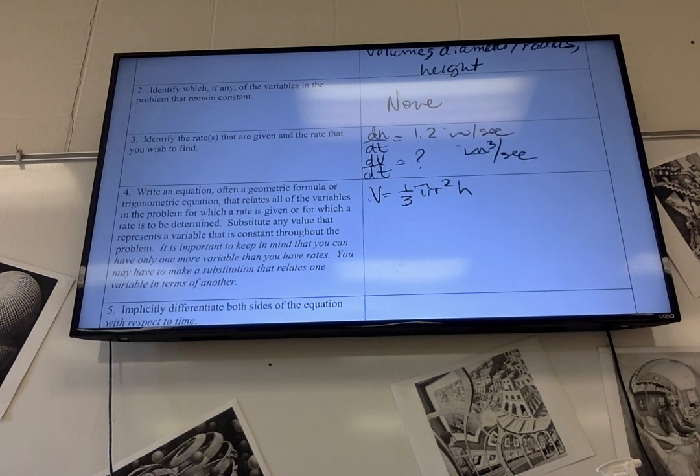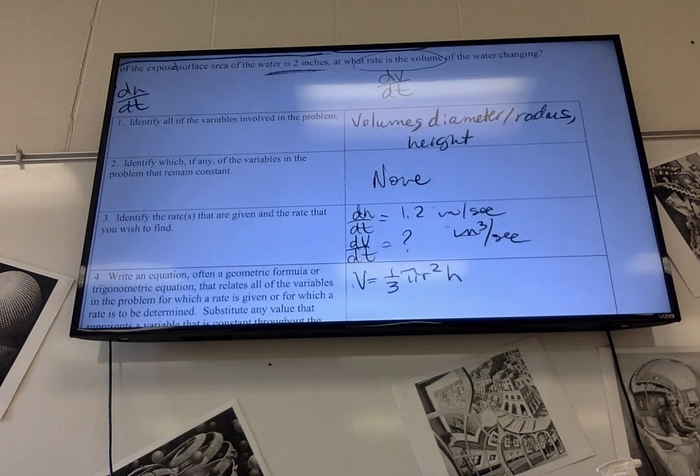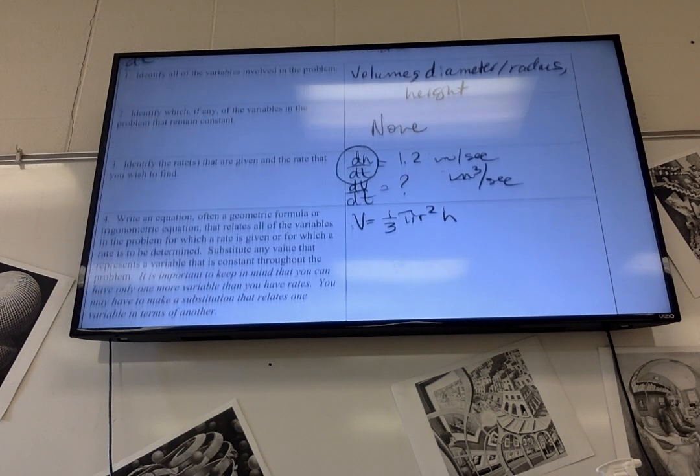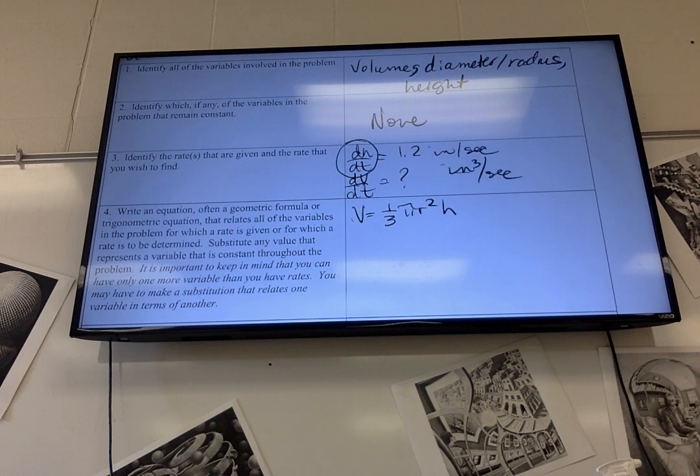The problem is I have a radius variable and I have a height variable. I can't have both. So we have to solve for one of them. I want it in terms of h because I have a dh dt. So let's divide the radius, subtract the volume and divide by.